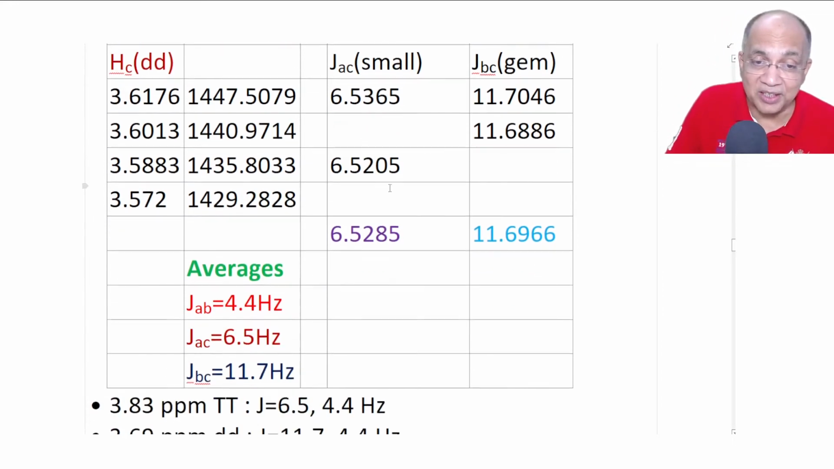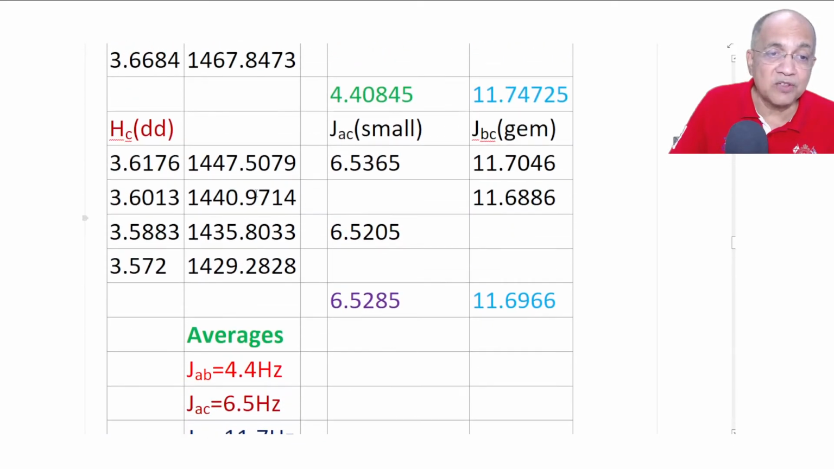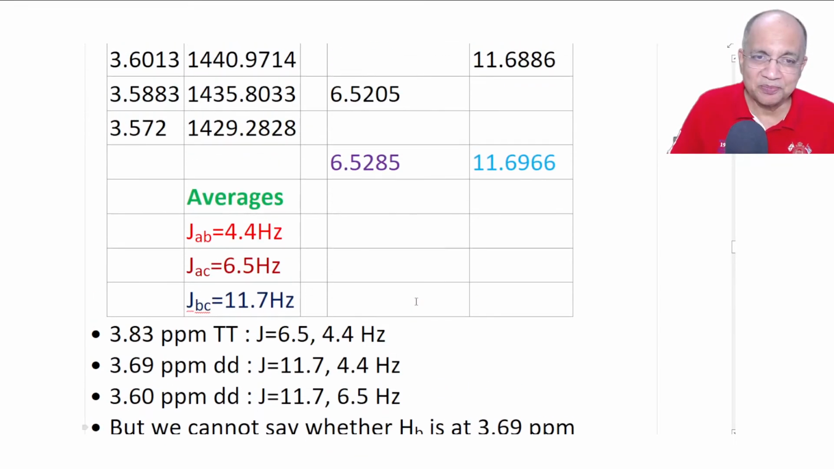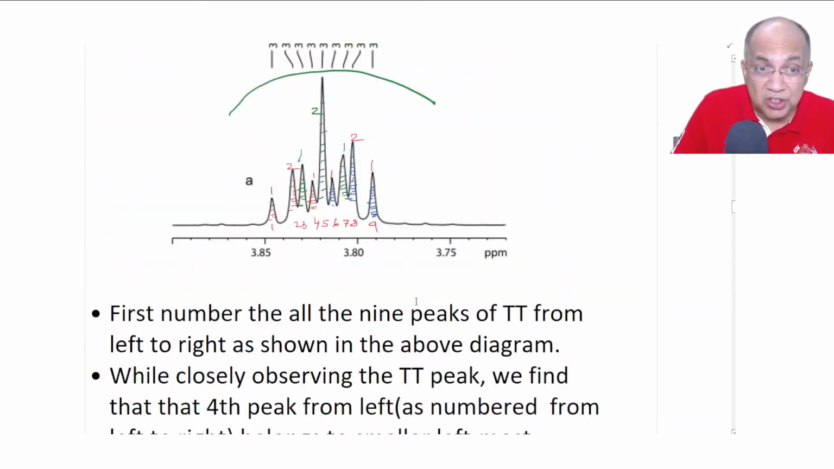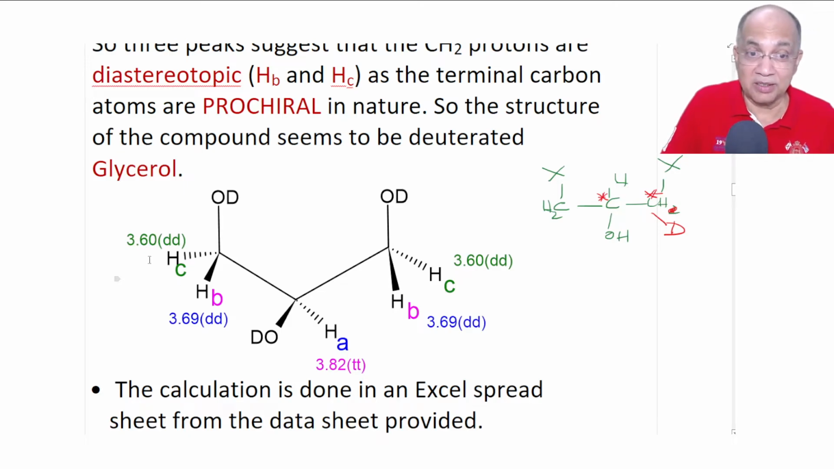That's very interesting. And this is about 6.5. The average is here. This is the J3. This is the J2. And all the average values have been given here. So this is all about our work in the D2O spectrum. But one thing is sure, that you can't say whether this is 3.60 or this is 3.60, this is 3.69 or this is 3.69. You can't say unless you go for the 2D NMR analysis.